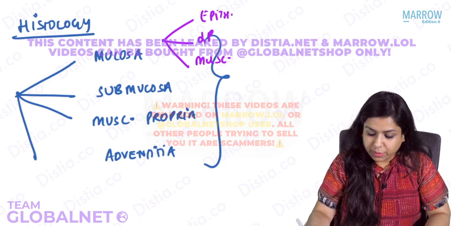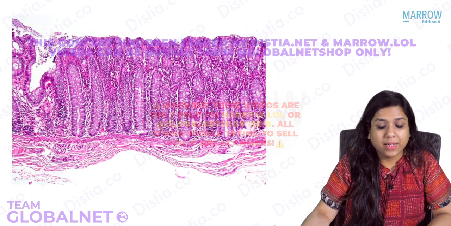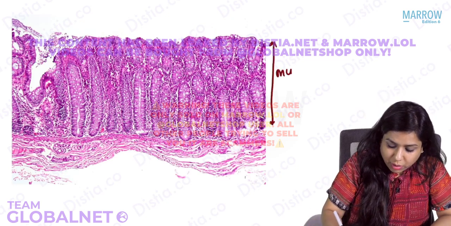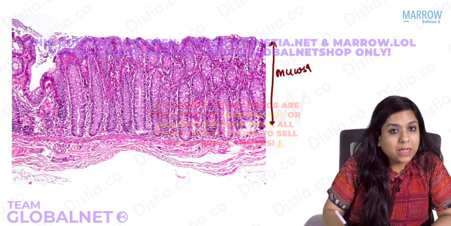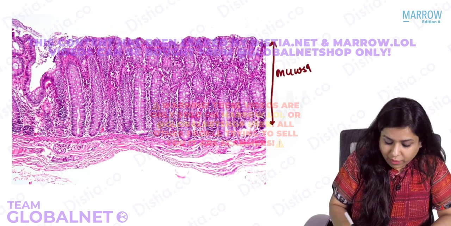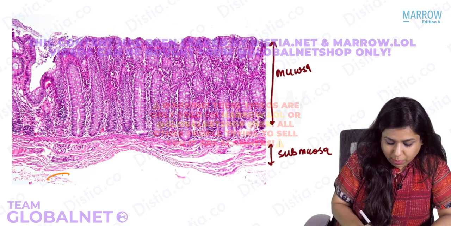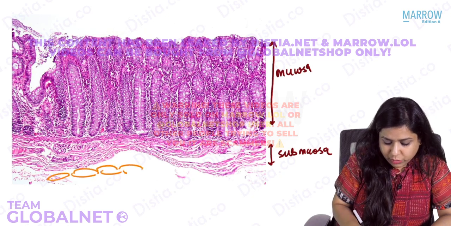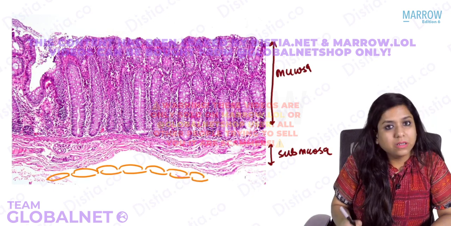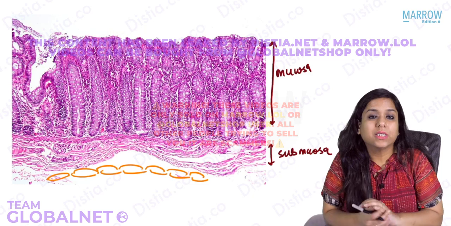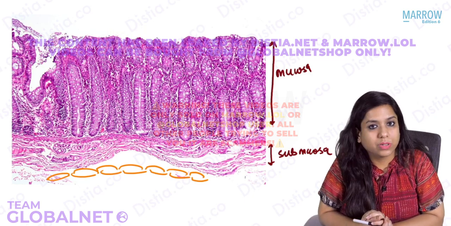Let me show you an image of the various layers of the gastrointestinal tract. This layer is the mucosa, in which you can see this epithelium, right? Then we have the submucosa. Here you can see this is the submucosa. And then below this we have a muscularis mucosa layer, students, in which there is an inner circular layer and outer longitudinal layer. Below this is the adventitia or the serosa, right?